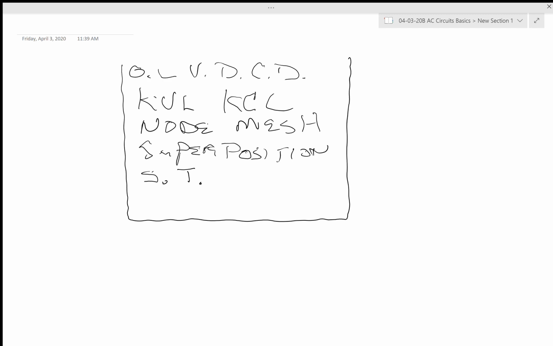I don't think I'm going to write superposition out anymore. And we have Thevenin. And we also have Norton, but we're not going to do too much with Norton. We're just going to do Thevenin for the most part. And everything that works in Thevenin works for DC. Everything that works in that box works for DC.